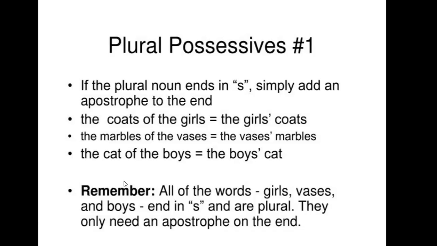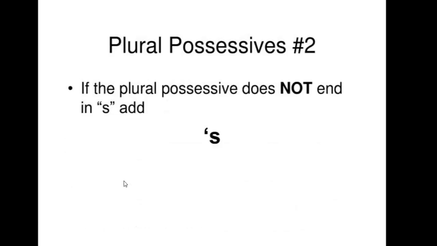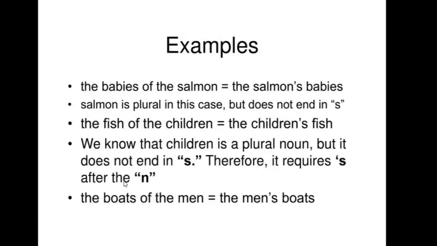Remember, all of the words girls', vases', and boys' are plural, and they only need an apostrophe on the end. If the plural possessive doesn't end in s, add 's. The babies of the salmon: the salmon's babies. Salmon is plural in this case, but doesn't end in s. The fish of the children: the children's fish.